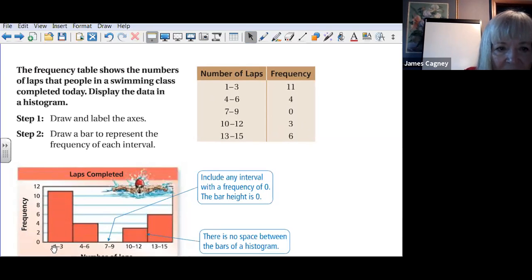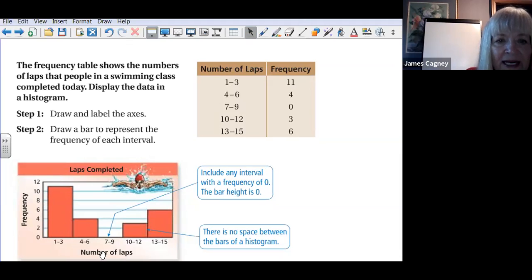Okay, so here are my intervals, 1 to 3, and notice that, let me move this down a little bit. It has number of laps, it has frequency, they gave the graph a title, laps completed, and then each one of these bars represents how many. So 1 to 3, there were 11, 4 to 6, there were 4.